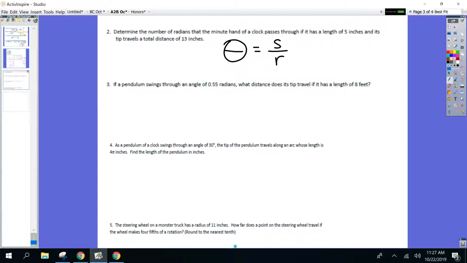The minute hand of a clock, if it has a length of 5 inches. So the minute hand has a length of 5 inches. What's the minute hand acting as? The radius, perfect. So I have theta equals something over 5, and its tip travels a total distance of 13 inches. So does everyone see how that's the arc length? The minute hand going around right here, see how that's the edge of the circle? We good? Hands-on demonstration.